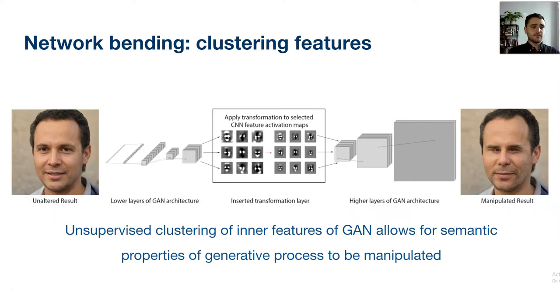Also, in this network bending framework, we pre-analyze the models and we perform clustering on convolutional features to group them together based on the similarity of them, the spatial similarity of their activation maps. And once we've clustered them together in an unsupervised fashion, we find groups of features that are responsible for semantic properties of the generative process, and these can then be manipulated in tandem.